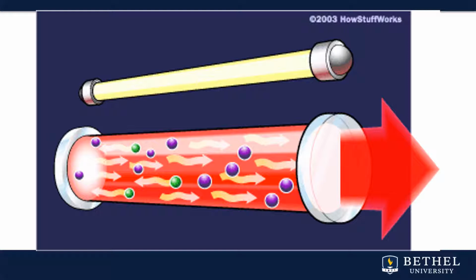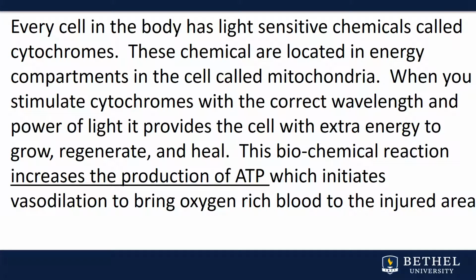Well, how does light even affect healing? Every cell in the body has light-sensitive chemicals called cytochromes, and the chemicals are located in energy compartments in the cell called the mitochondria. If you remember, our mitochondria are kind of our energy warehouses. So when you stimulate the cytochromes with the correct wavelength and power of light, it provides the cell with extra energy, and that energy is used for growth, regeneration, or healing of the cells.